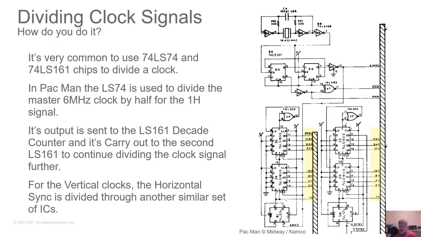And they're going to divide out the master 6 megahertz clock, which is actually divided by 3 from an 18.432 megahertz clock. You can see the crystal up at the top of the schematic. Divide that out by 3 to get you 6 megahertz that runs everything. You know, they divide that out further so that you have all your timing components. The CPU is going to run off the 3 megahertz, the 1H. Then we're going to divide that out further into 2H, 4H, 16H, 32, 64, 128. And then there's a 256H.